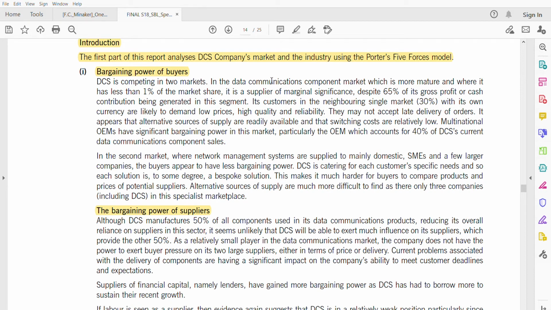So in the data communication component market, which is more mature, they are not stating this information from knowledge. They are using the case study, proper use of case study. No use of your knowledge for describing. Have they described what is the bargaining power of buyers? Have they described Porter's 5 forces? No, clearly they haven't. They're using the model. This is how you use a model in an answer, right? So in the data communication market, which is more mature and where it has less than 1% of the market share.